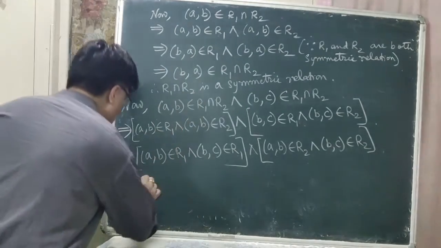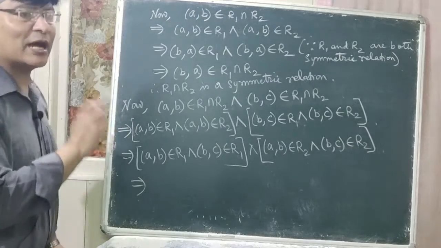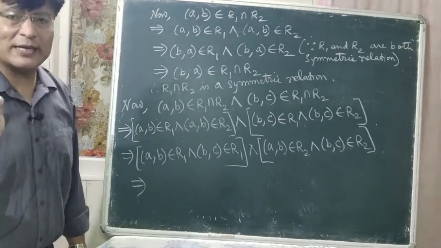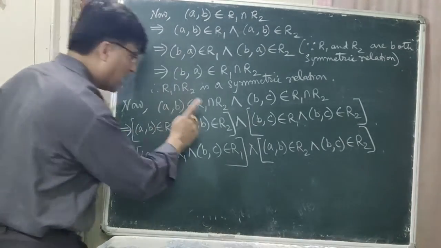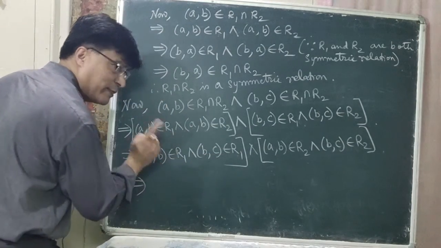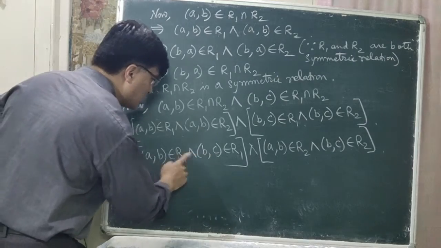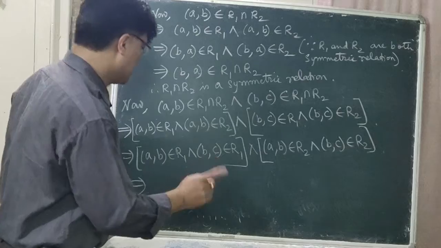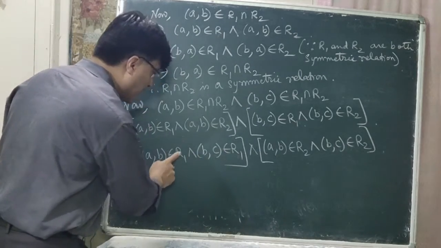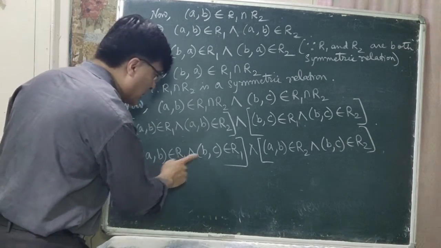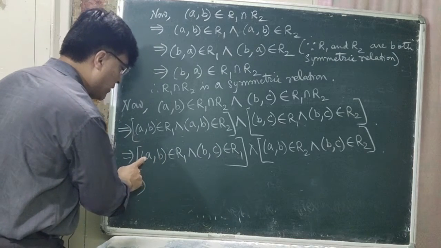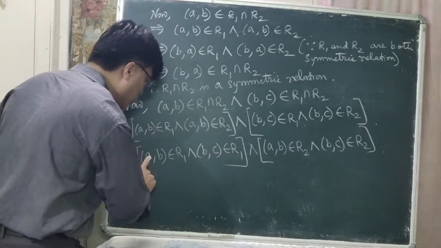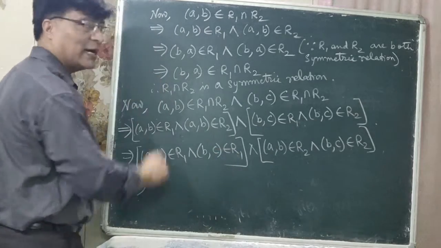Okay? So now, since R1 is transitive, isn't it? What did we write before? We have already written that R1 is transitive. So if R1 is transitive, what can we write from here? By definition, A comma C belongs to the relation R1. R1 is a transitive relation here. If A comma B belongs to the relation R1 and B comma C belongs to the relation R1, so A comma C belongs to the relation R1.